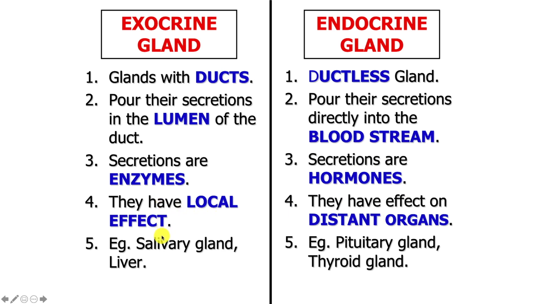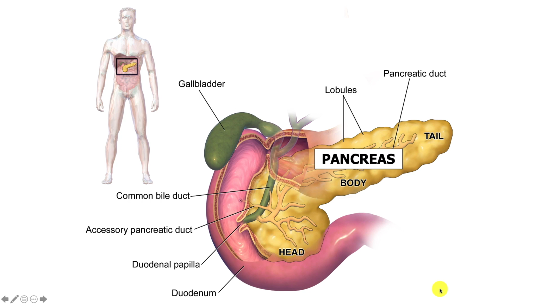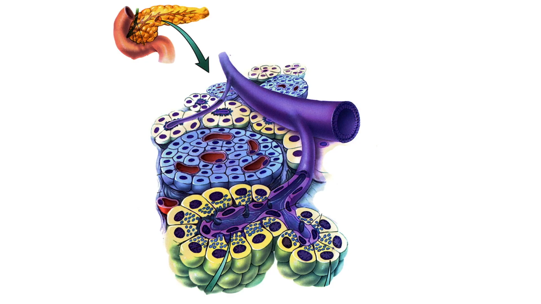A few examples of exocrine glands are salivary gland and liver, and a few examples of endocrine glands are pituitary and thyroid. We also saw that pancreas is a special kind of gland because it is a heterocrine gland. So as far as the pancreas is concerned, if you take a cut section of the pancreas and you see it under the microscope, this is how it looks.